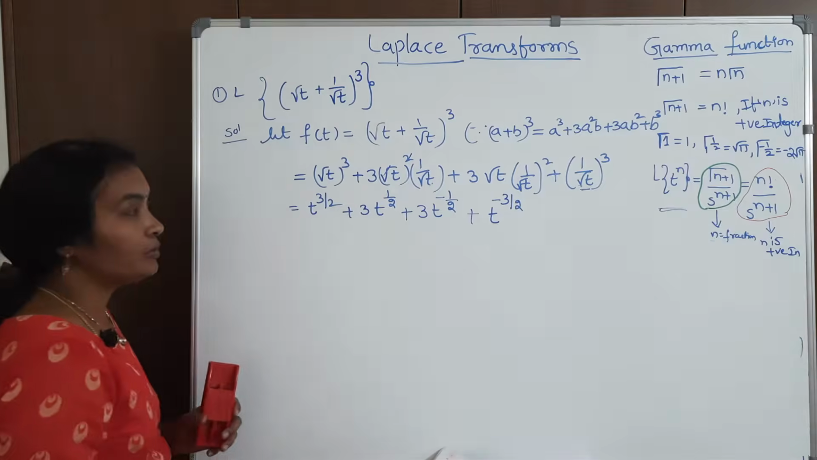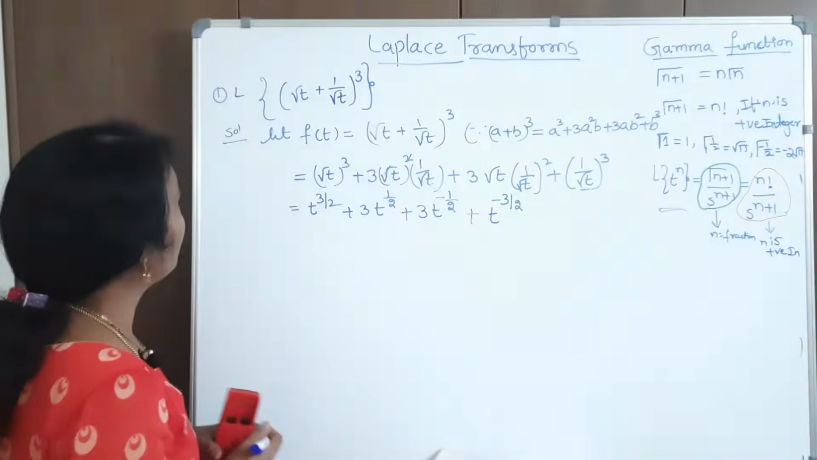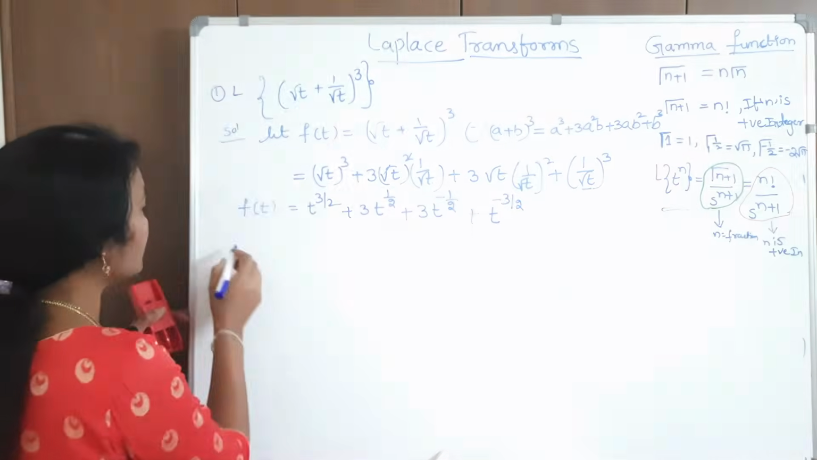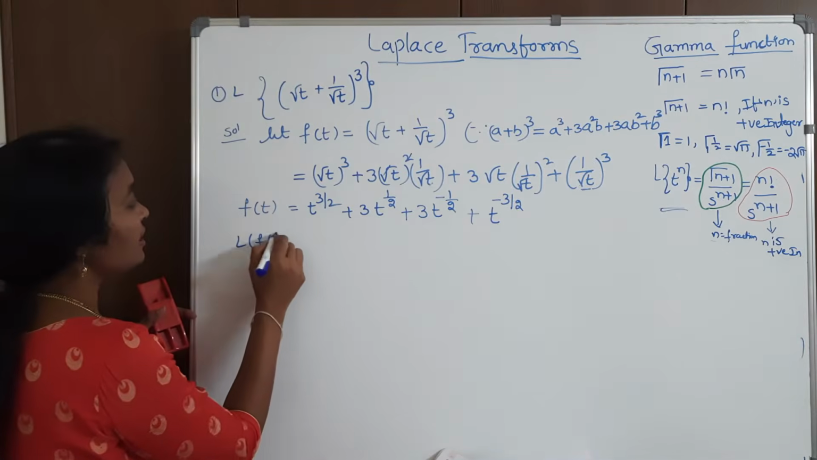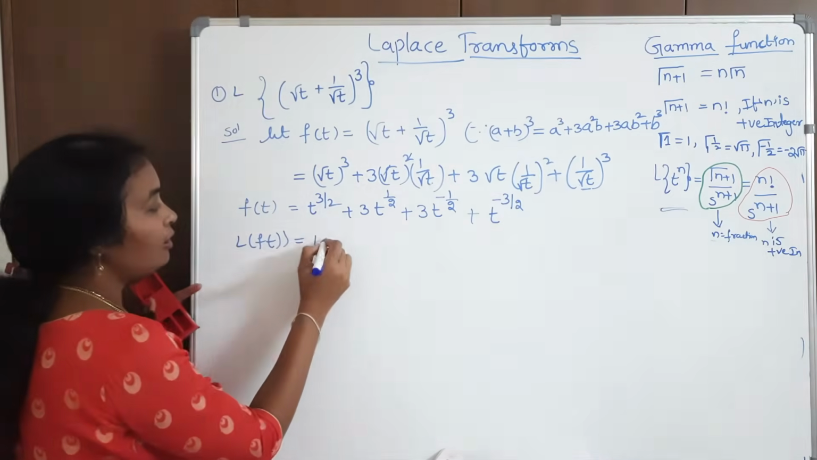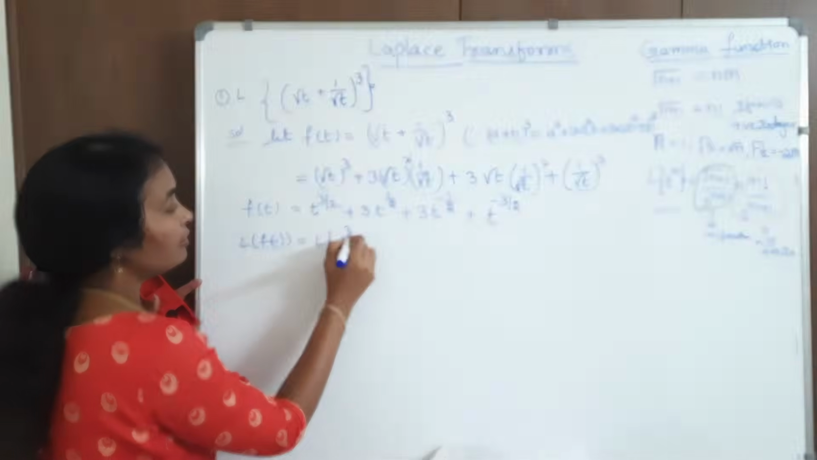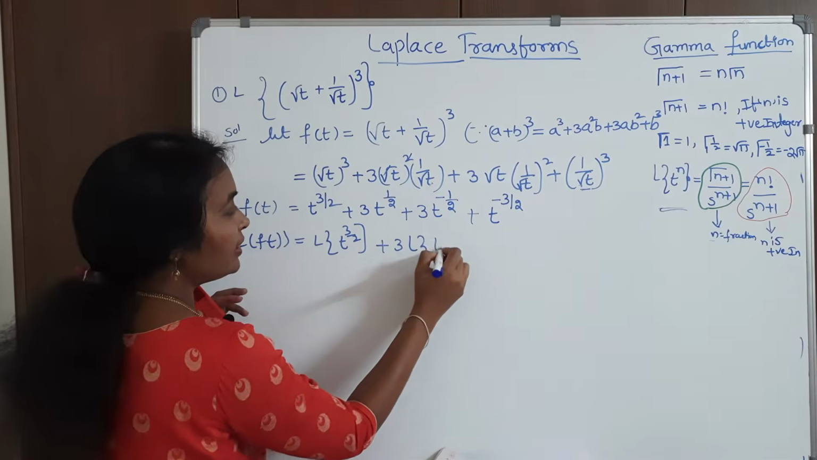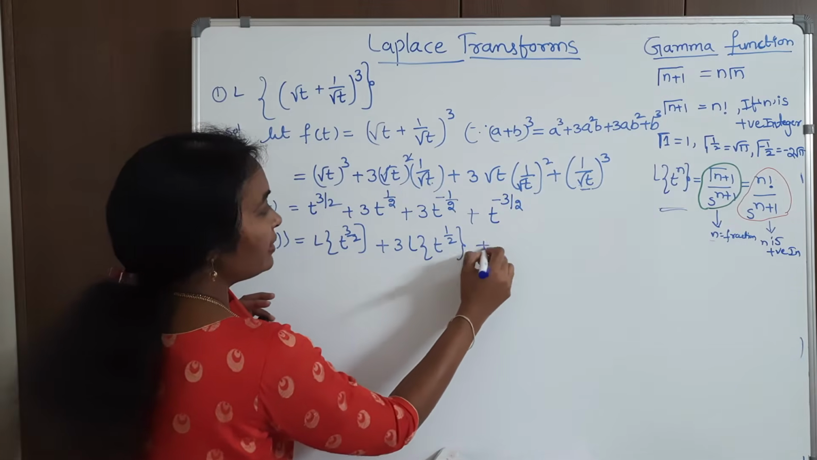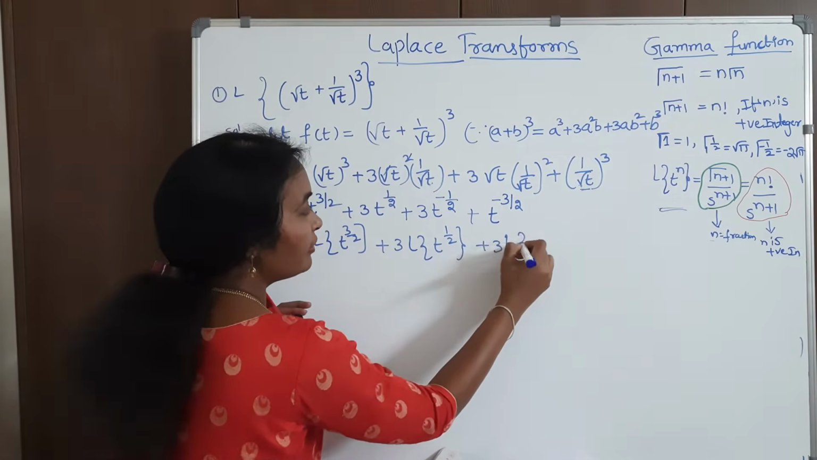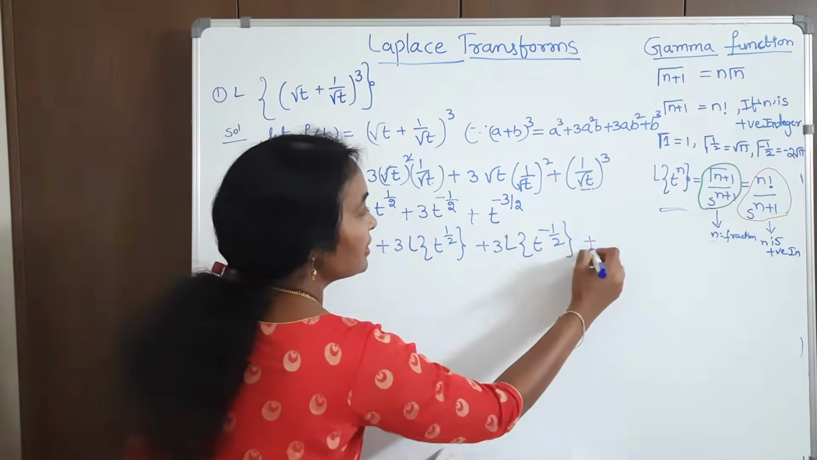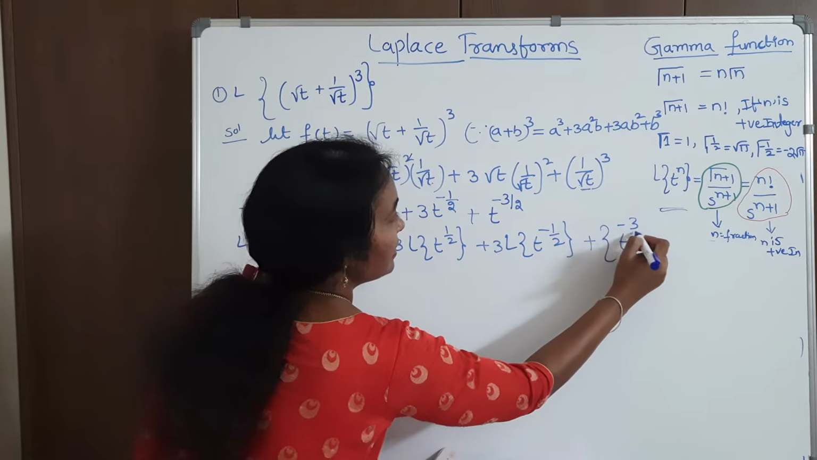Okay. Now next, what we have to do? What is our aim now? This is our f of t. We need to apply the Laplace on both sides. L of f of t, which is nothing but L of t to the power of 3 by 2, 3 L of t power half, 3 L of t power minus half plus t power minus 3 by 2.